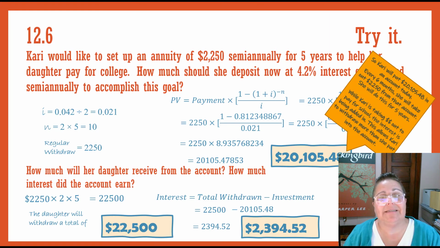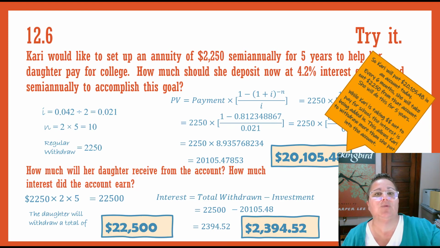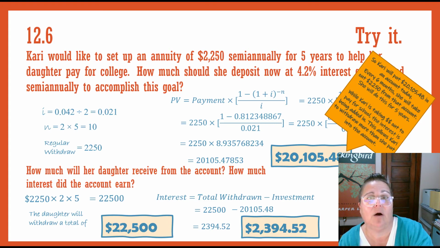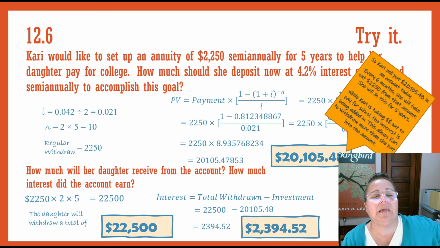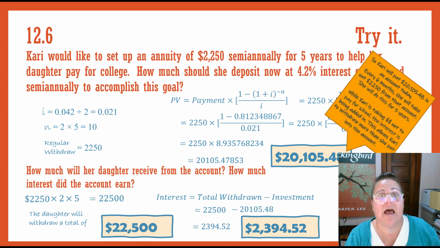Now, notice, Carrie's going to put $20,105.48 into an account today, in the present. That's how much she needs in the present. Every 6 months, she's going to take $2,250 out of that account. She's going to do that for 5 years. Keeping in mind that while Carrie is taking money out of this account, interest is being accrued and deposited into the account. This is going to offset the withdrawals and allow Carrie to withdraw more money than she actually puts into the account.